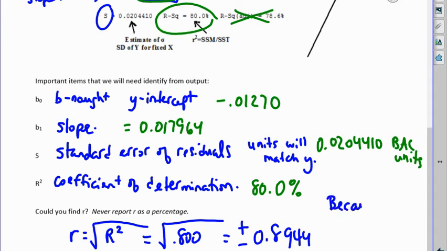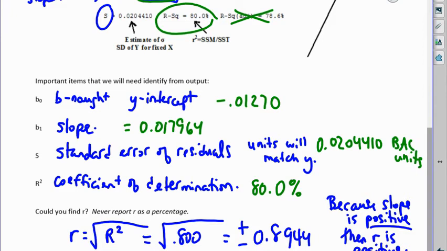Because the slope is positive, remember the R value describes the strength and the direction. Since the slope is positive, then R is positive. And so we're going to use the positive. So R is positive 0.8944, which I would say is a strong relationship.